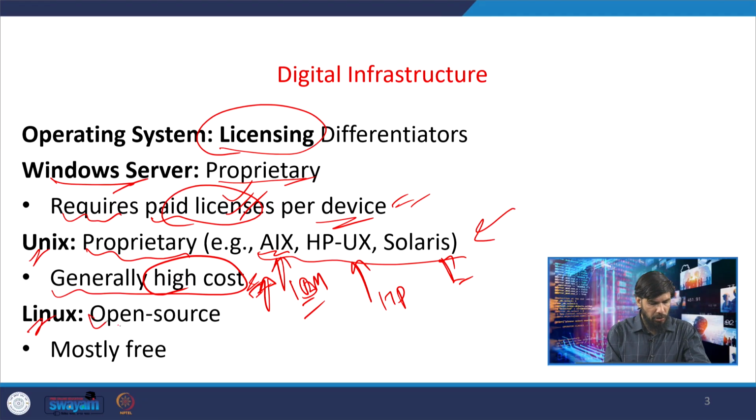Then Linux is there, open source, which is mostly free. Anyone who is not into a mission critical or very critical kind of business can go for Linux open source. There are lots of companies which provide services in terms of installation, upgradation, and ongoing support. So, businesses or work groups can actually go for Linux, which is open source, mostly free.